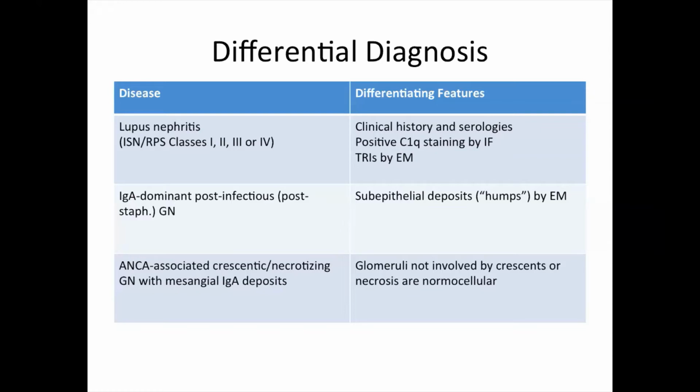Okay. الشيء الثاني ال IgA dominant post-infectious بيكون موجود in people who are diabetic or people who had a recent infection. وعلى الإلكترون microscopy بيكون عندنا subepithelial deposits. We will have humps. We will have subepithelial deposits by electron microscopy. Why is this not ANCA-associated crescentic necrotizing glomerulonephritis via mesangial IgA deposits؟ لأن الglomeruli هني they're not involved in crescents.